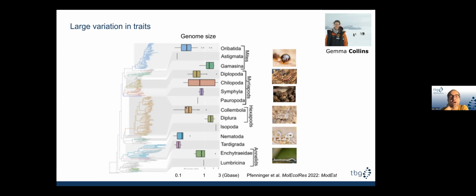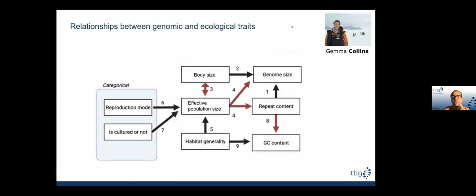We see similar variation in traits in GC content and effective population size as well. And then we are working to identify the relationships between the genomic and ecological traits and see whether these relationships are conforming to predicted theoretical relationships from genomic and evolutionary theory. This graph here is the basis of a structural equation model where Jema was connecting ecological traits with genomic traits. Each of these arrows is conforming to a theoretical expectation between those traits. So I will just quickly walk you through this graphic.